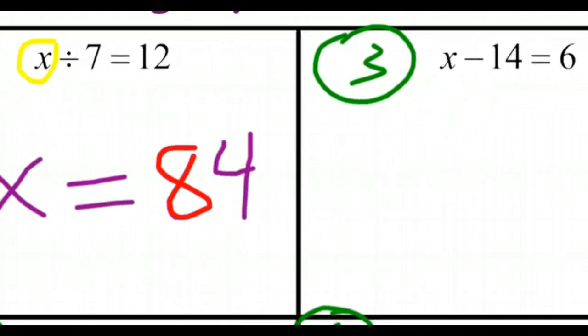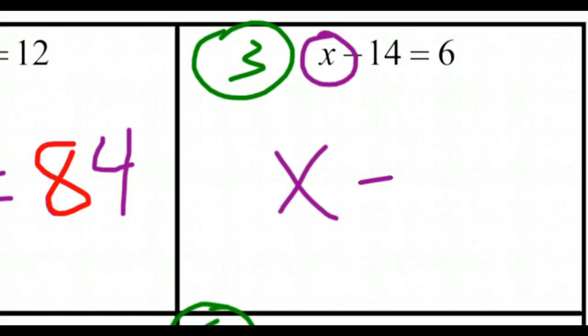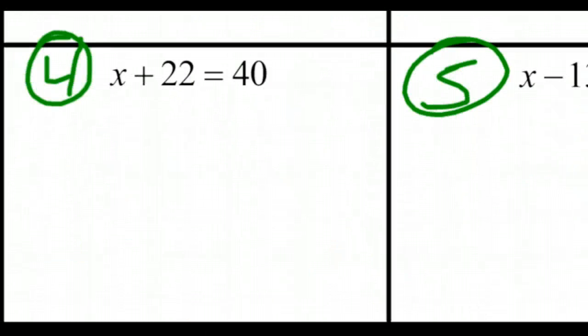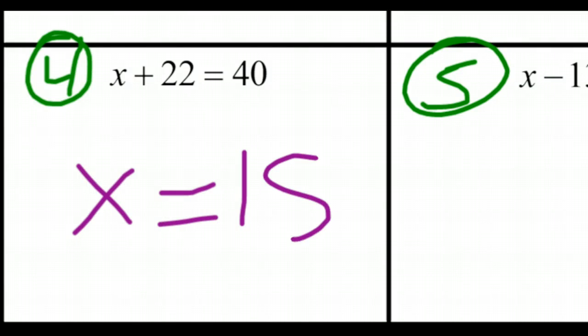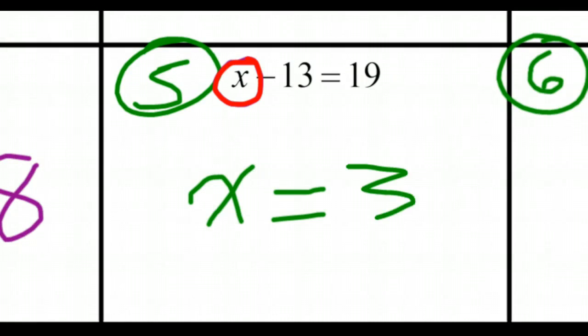Now we're looking at x minus 14 is equal to 6. So some number, we're going to subtract 14 away from it and end up with 6. Well, the only number that you can take 14 away from to get 6 is 20. For number 4, we have x plus 22 is equal to 40. The only number that we can add 22 to and get 40 is x is equal to 18. Take a number for number 5, subtract 13 and end up with 19. The only number that works for is 32.